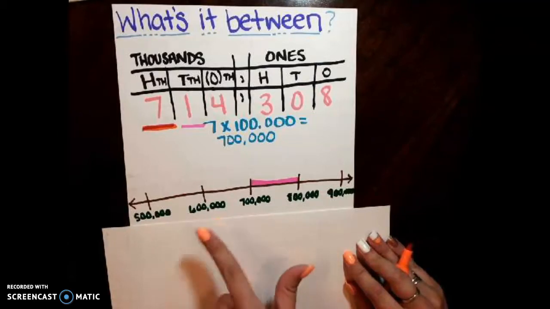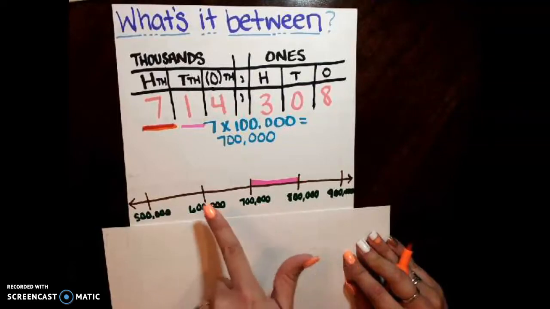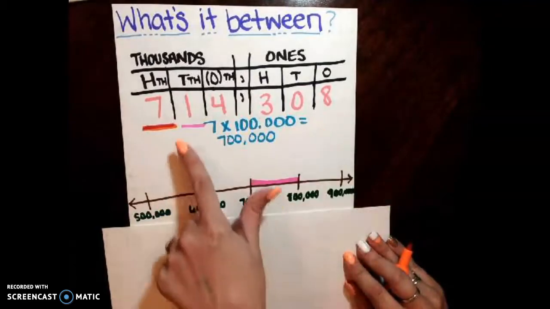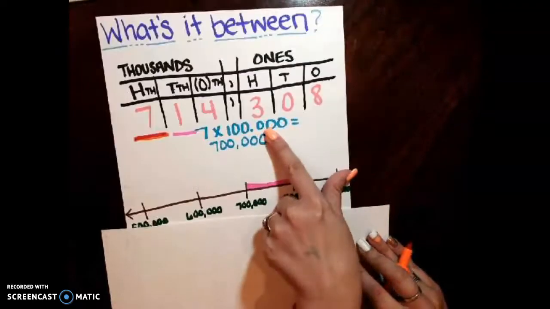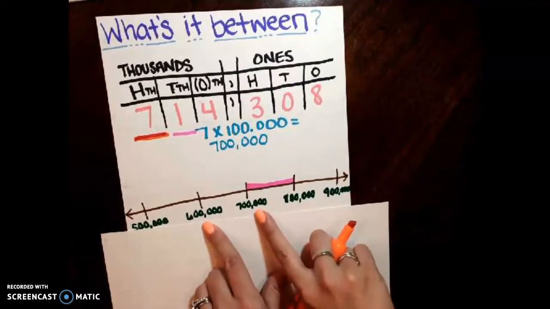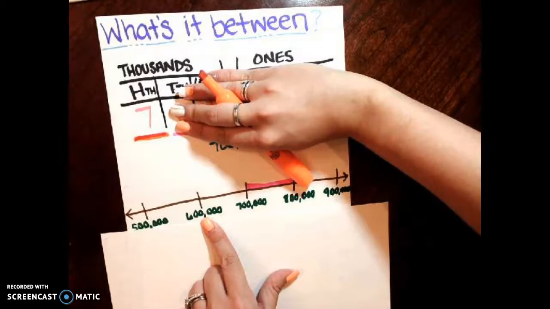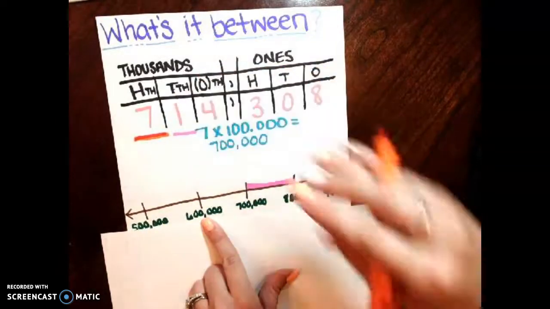So now I have 600,000 and 700,000. So if I'm looking at my number, I can see that this number is greater than 700,000. So it's not going to work going in between these two numbers because I would leave off the rest of this. And we don't want to leave off those numbers.